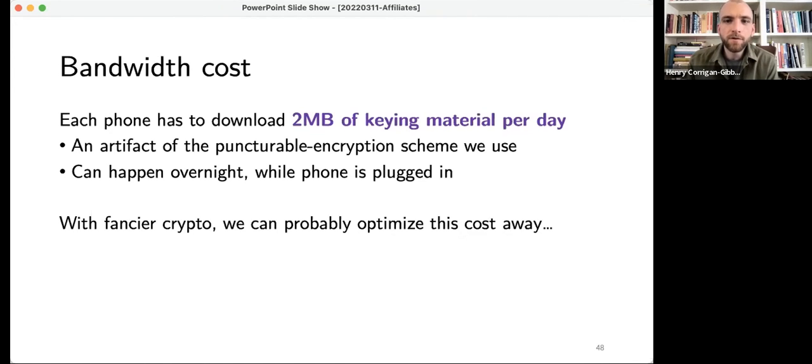In particular, each phone has to keep track of the public keys of all the HSMs. And we estimate in a billion phone deployment that this would be something like a couple of megabytes of keying material every day. So this is annoying, but at least it can happen overnight while the phone is plugged in and on Wi-Fi and so on. We have some ideas about how to reduce the key size using fancier crypto, but we actually preferred the simpler system, even though the bandwidth cost was a little bit higher.